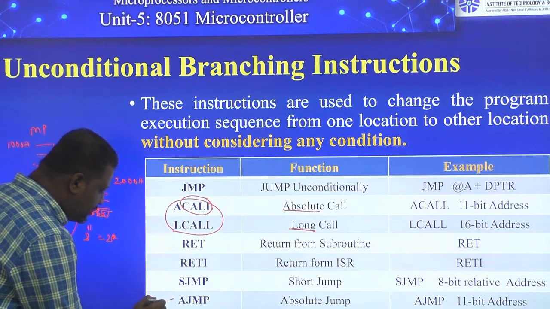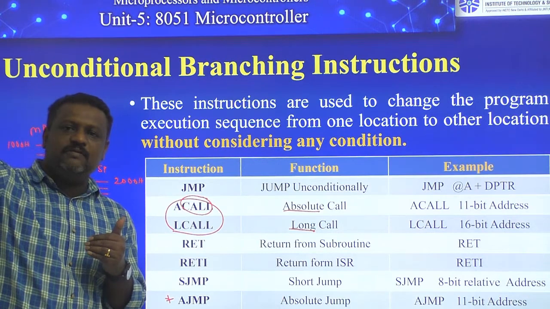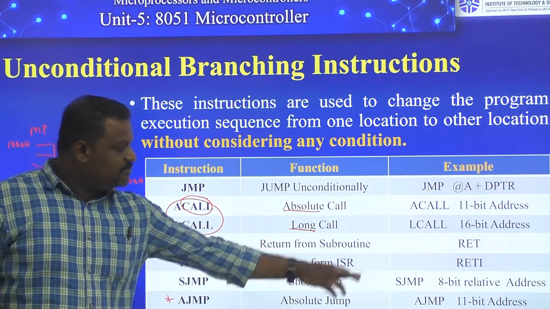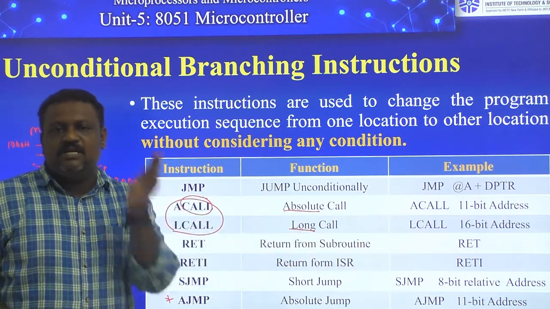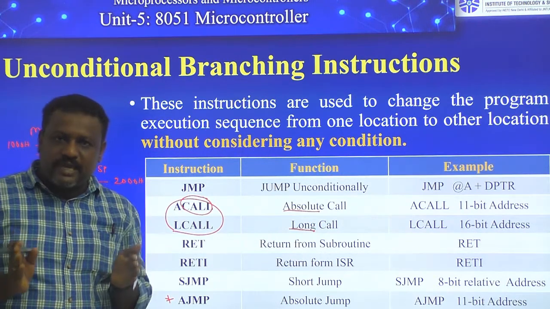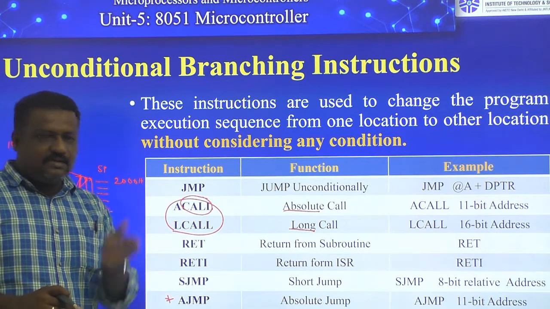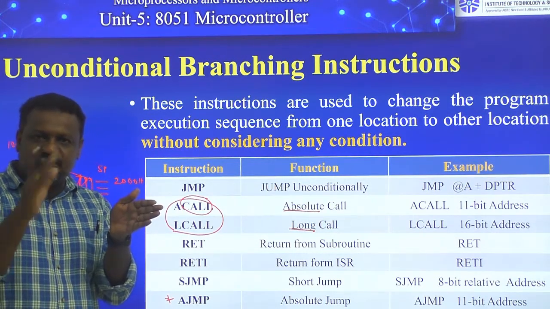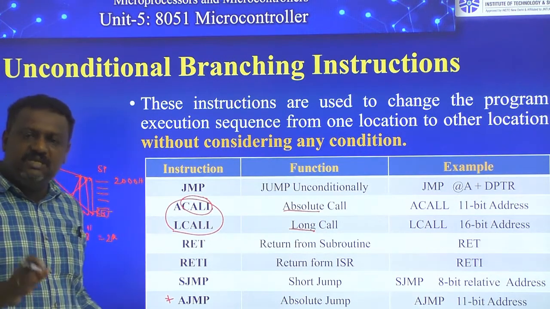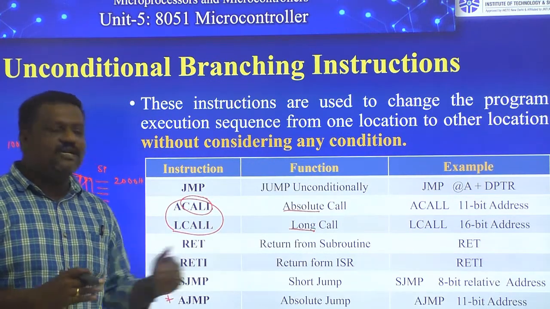Coming to the first, AJMP means absolute jump. I can jump to a destination whose address is within my 2K, because AJMP uses an 11-bit address. That means your source and your destination must be within 2K. Then I can use the instruction AJMP. Once the distance between our source and destination crosses 2K, then I have to use the instruction LJMP, meaning long jump. Then what is SJMP? SJMP means short jump.